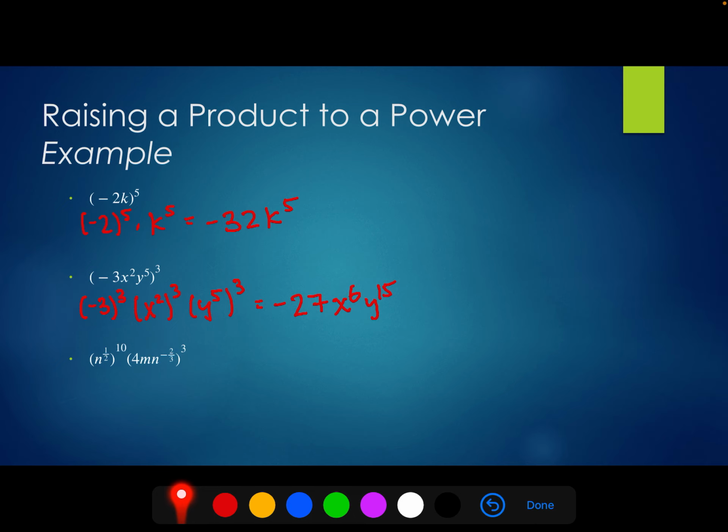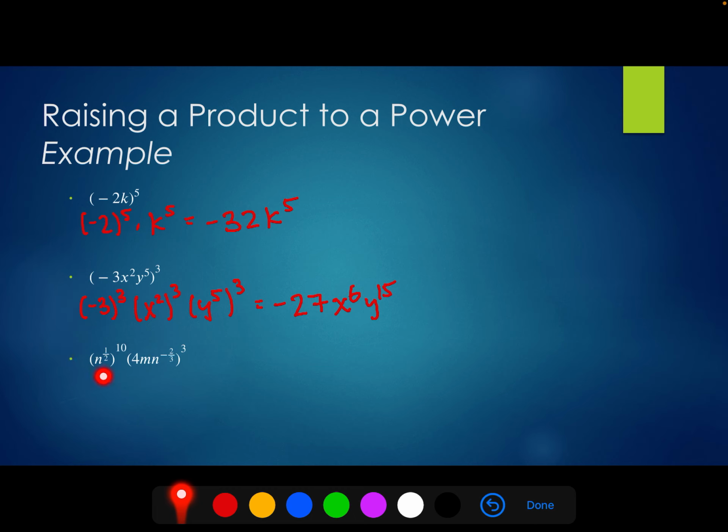Now let's take a look at this one more. We have n to the 1/2 to the 10th power times 4mn to the negative 2/3 power, all being raised to the third power. So this one may look a little bit tougher, but all throughout we're using our power properties here, all right, our exponent properties.